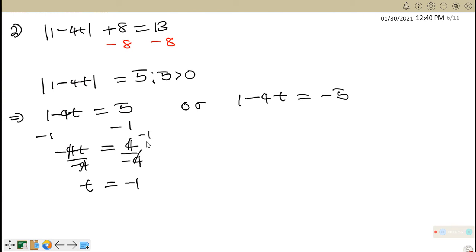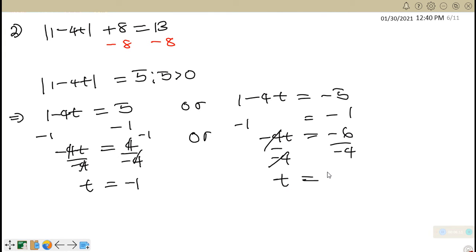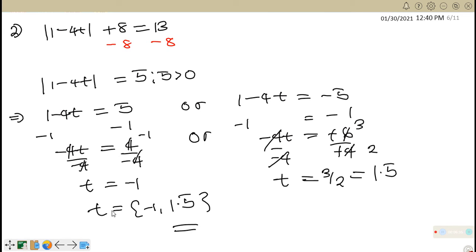Or, subtracting 1 from both sides as well, we have minus 4t equals minus 6, and dividing both sides by minus 4, the negatives cancel, therefore t equals 6 over 4, which reduces to 3 over 2, which is the same thing as 1.5. So the solution set of this equation is minus 1 and 1.5, and that solves the problem, guys.